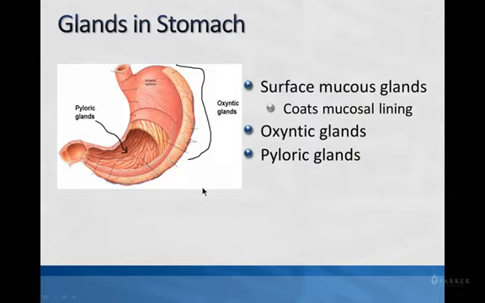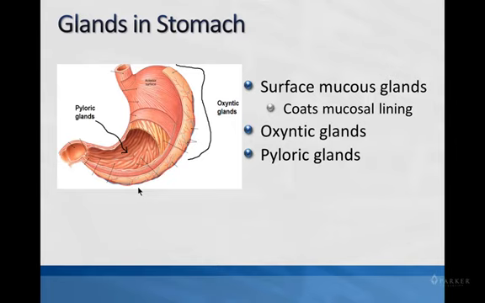If you look at the picture of the stomach, we have glands that are called Oxyntic glands that are found in the body, in the fundic part of the stomach. You have the Pyloric glands that are found in the antral part of the stomach. Now, one we don't show you is we have surface mucus glands because they're everywhere. They're on the surface of the mucosa.